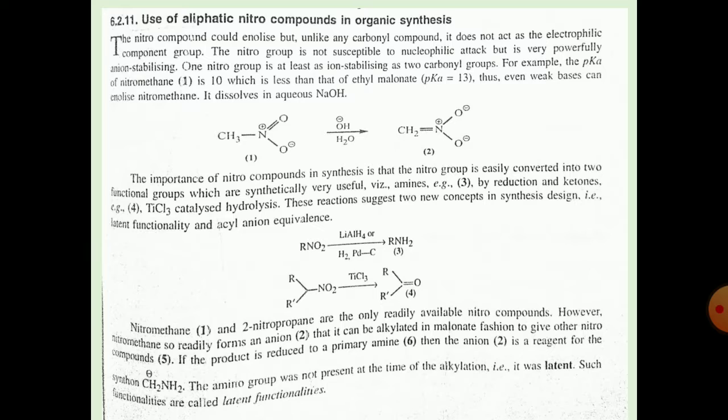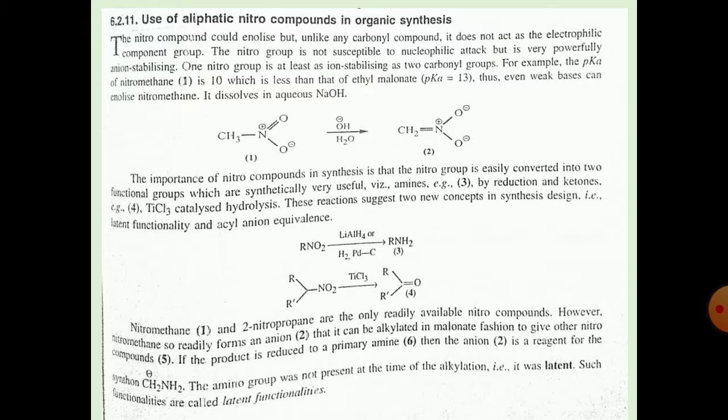Okay, the next part is the use of aliphatic nitro compounds in organic synthesis. The nitro compound is an analog of a carbonyl compound, but unlike a carbonyl compound, it does not act as an electrophilic group. The nitro group is not susceptible to nucleophilic attack, but it is very powerfully anion stabilizing. One nitro group is at least as ionizing as two carbonyl groups.